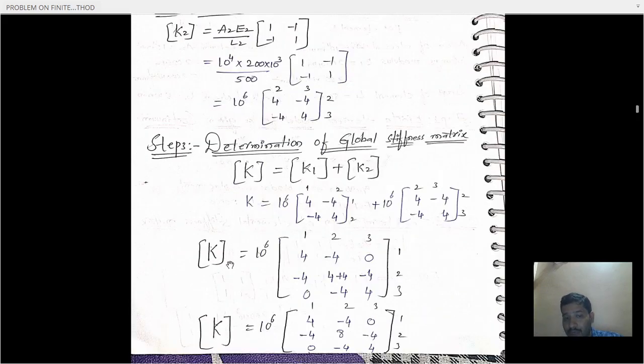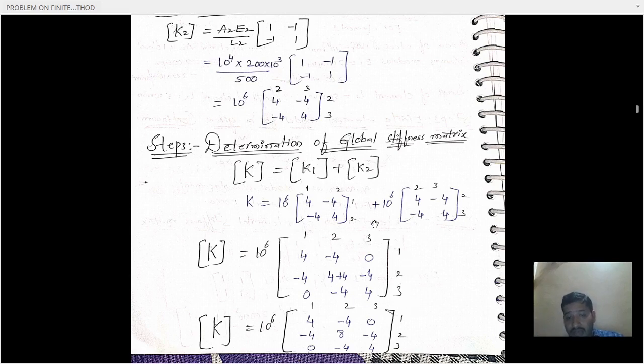After that, let us see. Because we want to combine K1 plus K2, we take the common term 10 power of 6 here. In the global stiffness matrix, the nodes are first node, second node and third node. We have to take them in systematic order, not in an arithmetic manner. You need to remember, you have to represent the nodes in systematic order only: 1 2 3, 1 2 3.